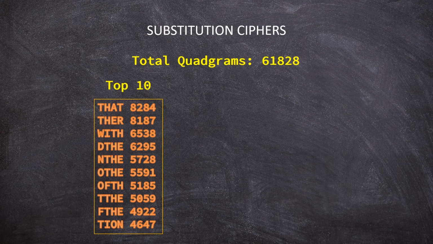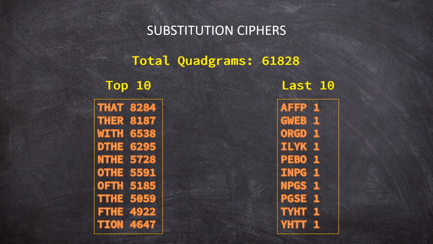If we look at the top 10 quadgrams in the table, there are some very common letter groupings you might recognize, including the letters THE appearing in a variety of different patterns. And if we look at the bottom 10, we can see some rather unfamiliar letter groupings that only appear once in the entire book.